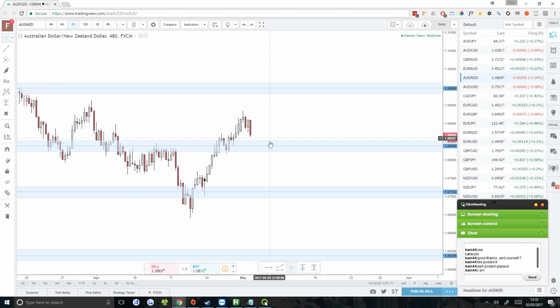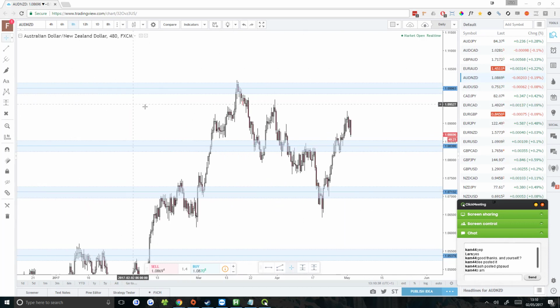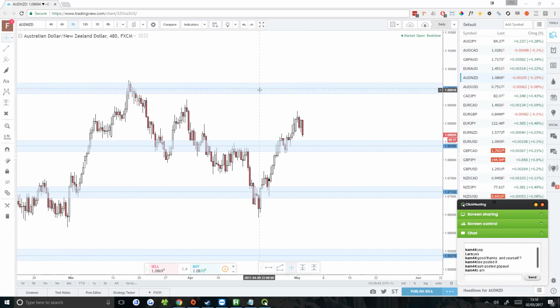AUD New Zealand's looking quite nice. You know, it's trending quite nicely is what I mean to say, not looking quite nice. It seems to be trending up. It seems to be breaking away from that bearish trend that it was in for a while. So there's nothing really that I would want to trade here. There's no actual setup, but it's trending quite nicely.